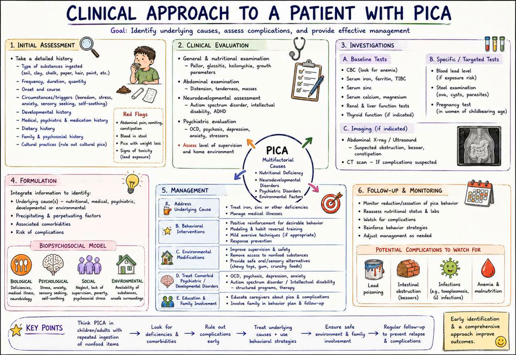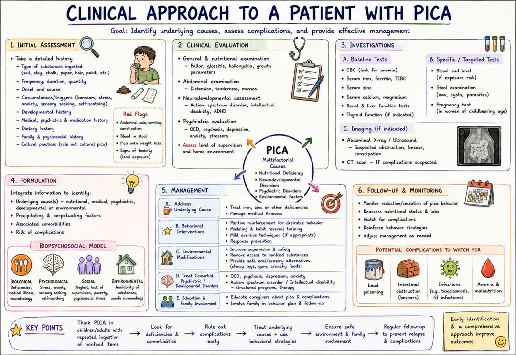Psychiatric disorders such as obsessive-compulsive disorder, depression, psychosis, and anxiety should be treated appropriately, while individuals with autism spectrum disorder or intellectual disability often benefit from structured behavioral programs. Family education is essential so caregivers understand the disorder, recognize complications early, and actively participate in treatment. Finally, regular follow-up is necessary. Monitor whether pica behaviors are reducing, reassess nutritional status and laboratory parameters, screen for new complications, reinforce behavioral interventions, and modify the treatment plan according to the patient's progress.